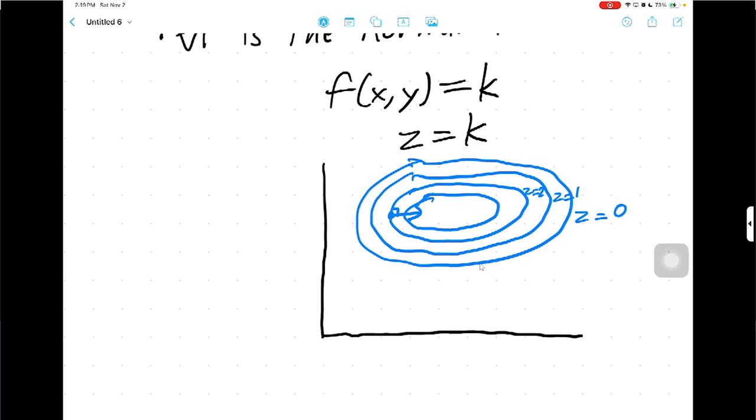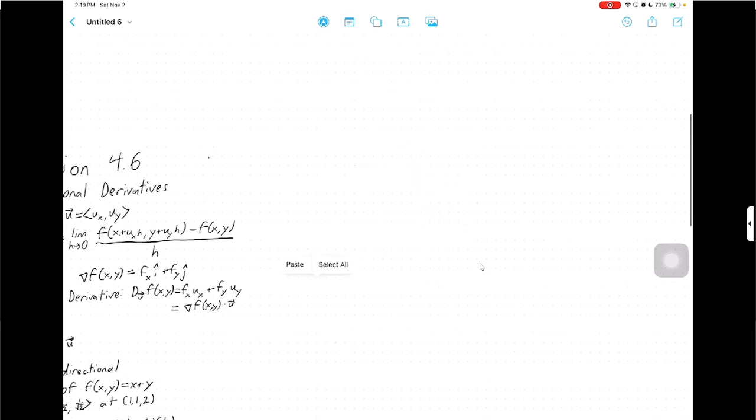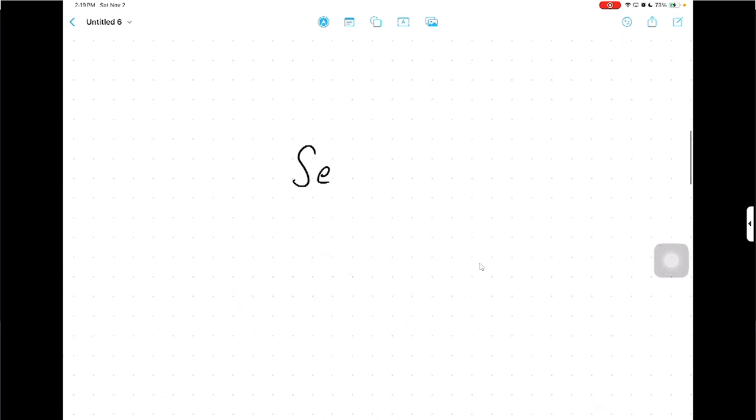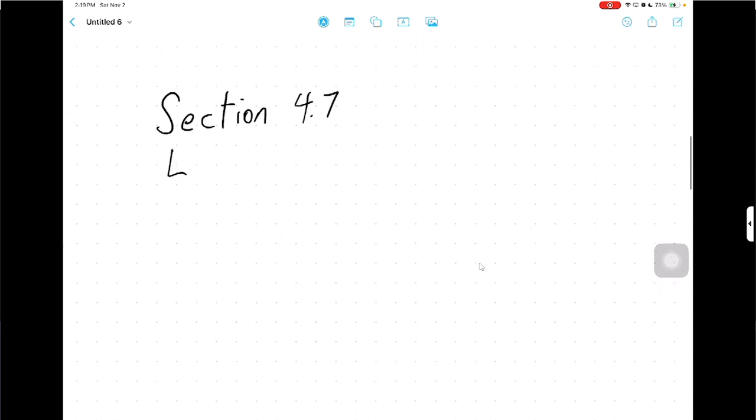So that's gonna be about it. But that was actually the only thing I needed to get done for that one. So section 4.7. This is actually probably the worst section that we're gonna have on the exam because it's local and global extrema.